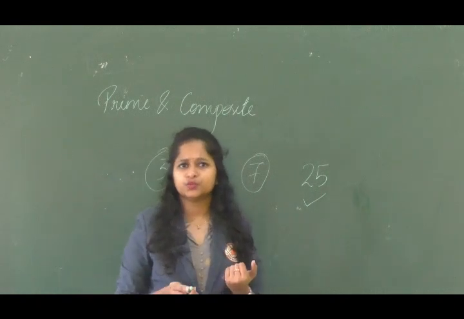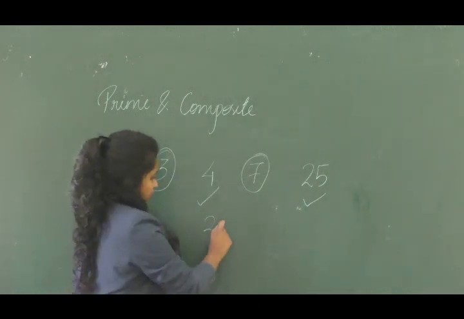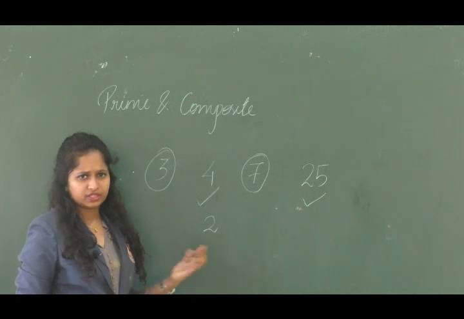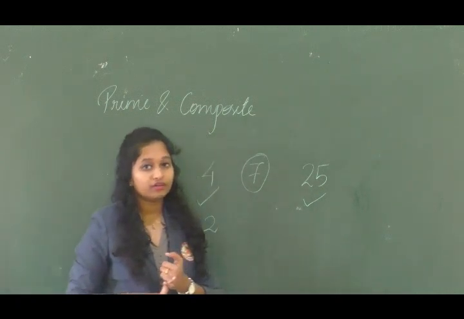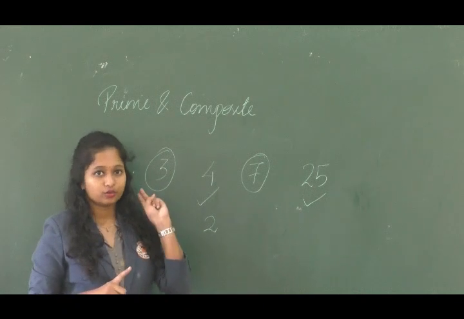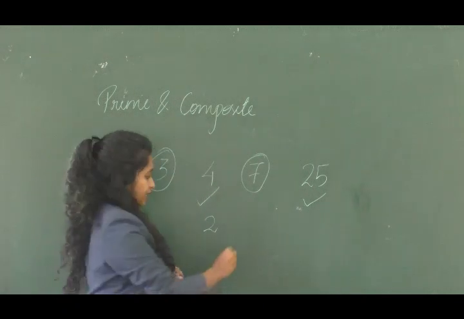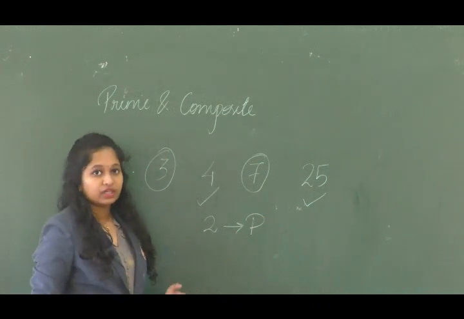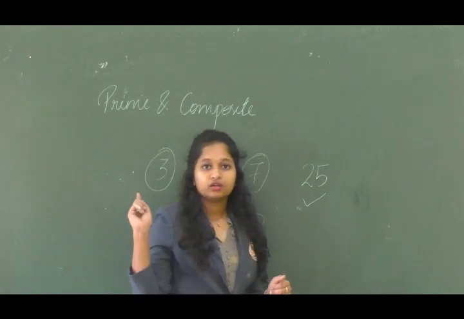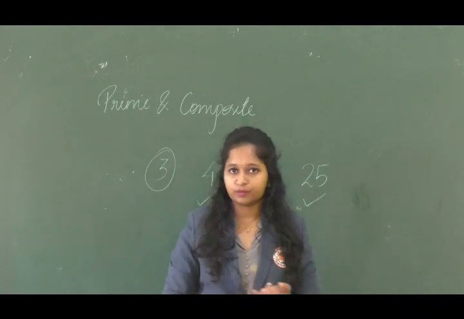What about 2? 2, is it a composite number? No. Factors of 2 are 1 and 2. There are only 2 factors, hence 2 is a prime number and 2 is the only even prime number.